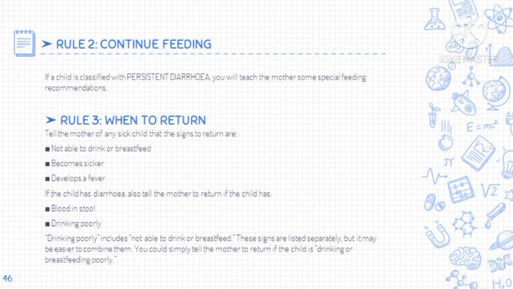Rule number 3. When to return. Tell the mother of any sick child that the signs to return are: not able to drink or breastfeed, becomes sicker, develops a fever, blood in stool, and drinking poorly.